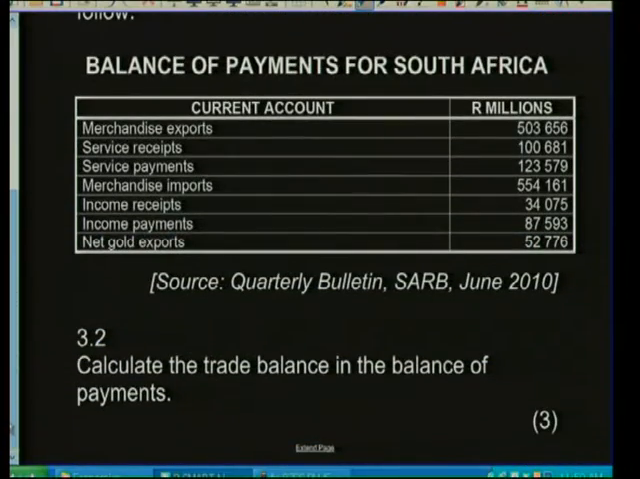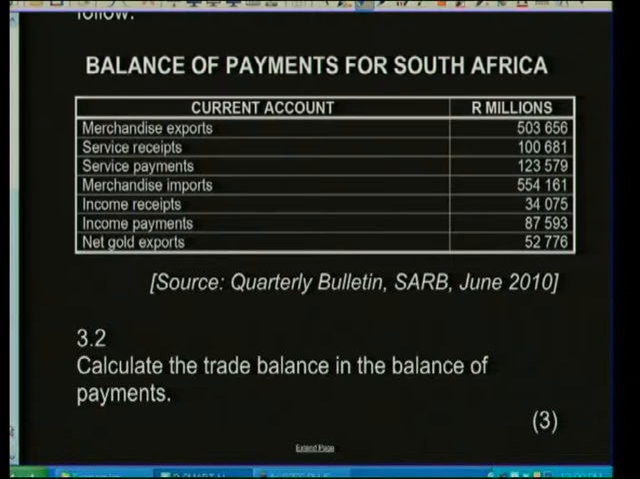Now looking at the table, question 3.2, calculate the trade balance in the balance of payment. Now, the trade balance is about the difference between goods imported and goods exported. The important thing that you have to remember is that gold is indicated separately on the balance of payment account for the specific reason that gold makes up a big part of the balance of payment. So when you look at your merchandise export and import, make sure that you actually look at what happened to gold. I'm going to do the calculation as follows.